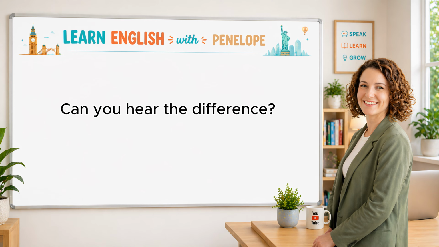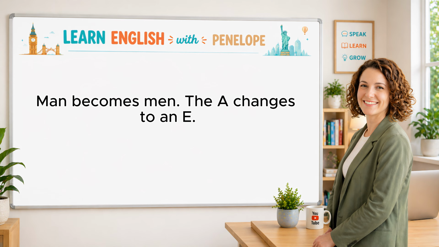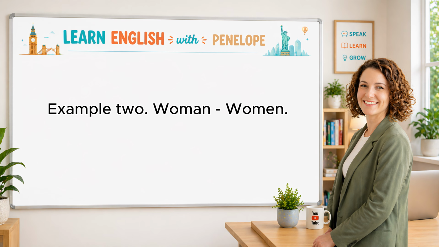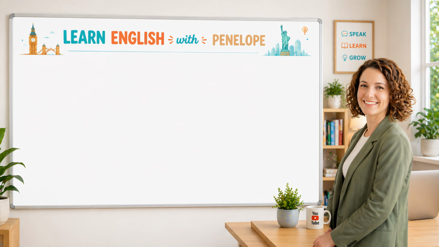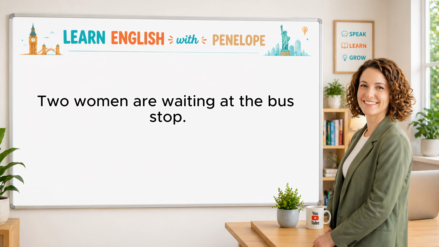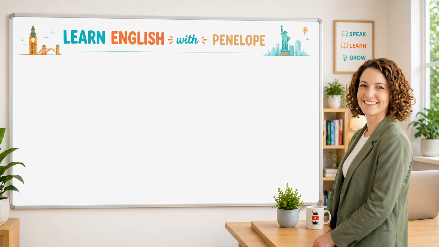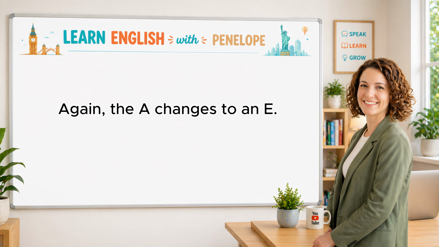Can you hear the difference? Man becomes men. The A changes to an E. Example 2, woman, women. 1 woman is reading a book. 2 women are waiting at the bus stop. Woman becomes women. Again, the A changes to an E.